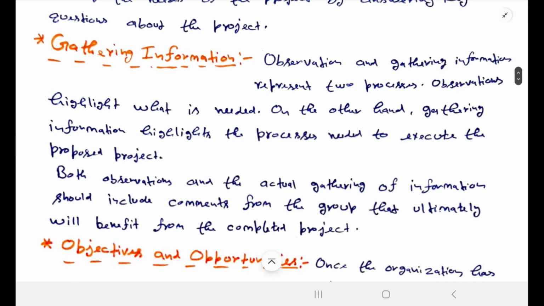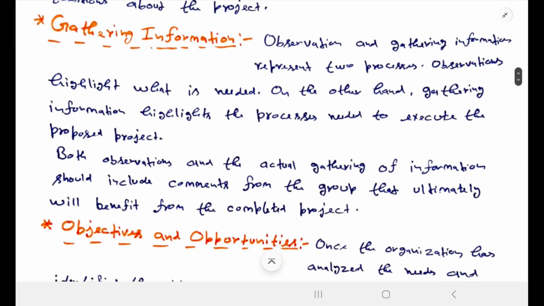After this, we have the step of gathering information. By observation, we will gather information. Observations highlight what is needed, and the information needed. Information gathering highlights the process needed to execute the proposed project. Both observations and the actual gathering of information should include comments from the group that ultimately will benefit from the completed project.